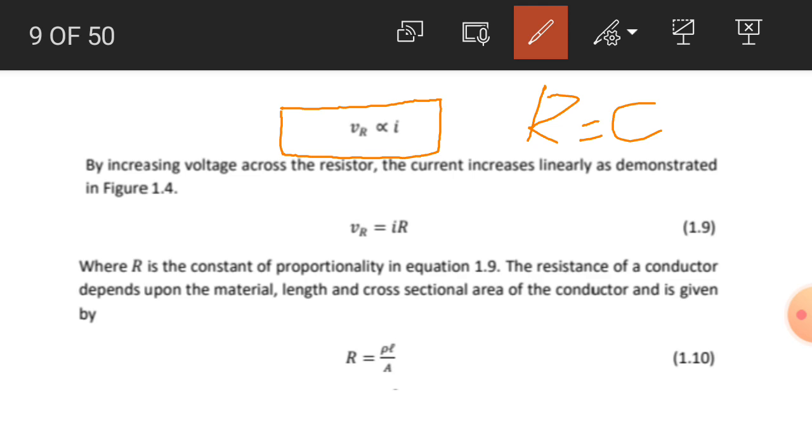In other words, the current in the resistor is directly proportional to the applied voltage if the resistor is constant. By increasing the voltage across the resistor, the current increases, and vice versa. By decreasing the voltage across the resistor, the current will decrease. So definitely VR will be equal to IR. This is how we calculate the voltage across this resistor.